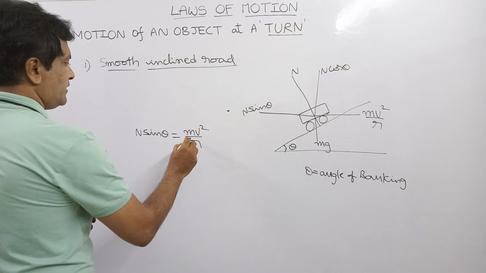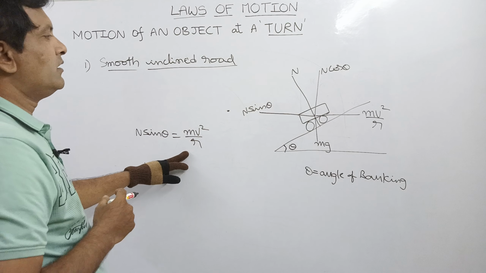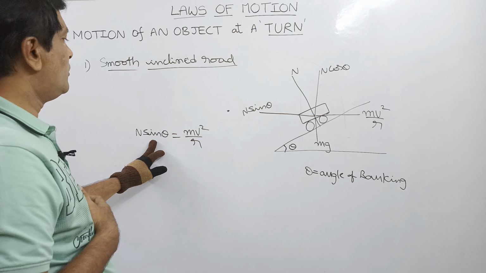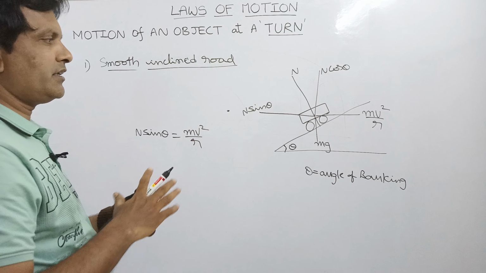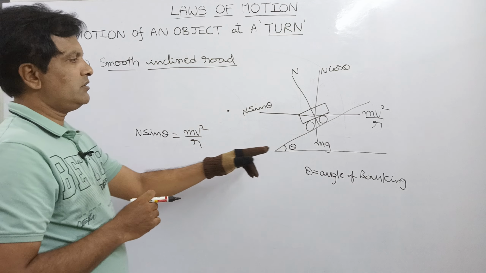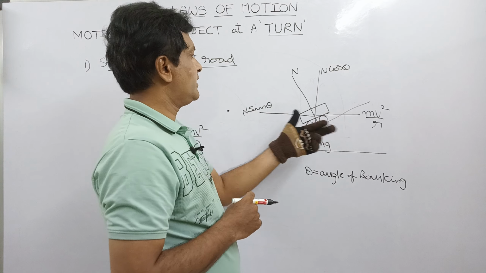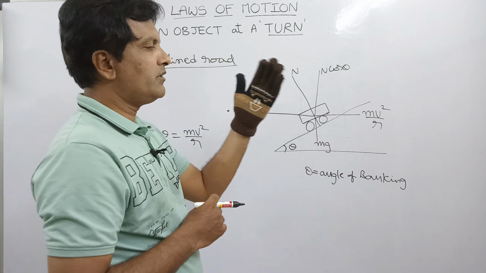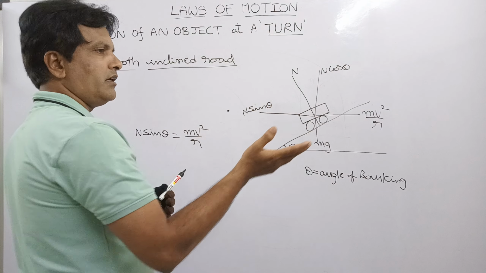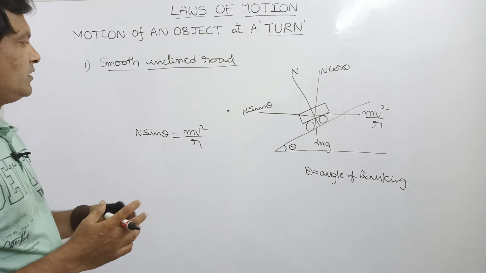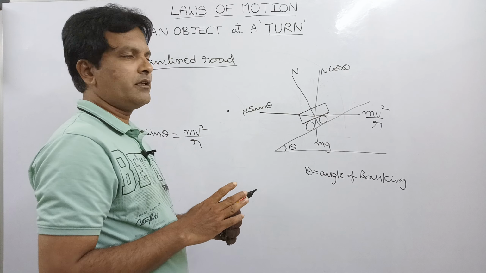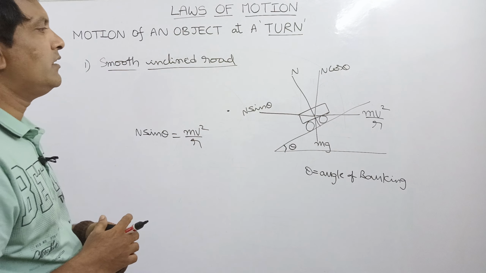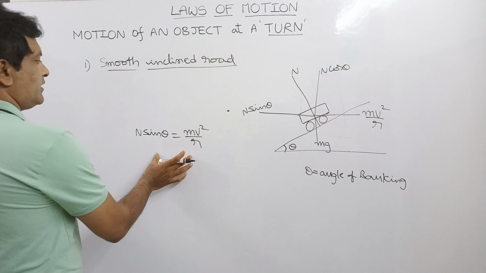Why we are making this equal means, see, if this is more than this, then the vehicle will start sliding down the plane, and if this is more than N sin theta, then the vehicle will fall away, even on an inclined plane. So for this, the balancing condition to go on turning without slipping or without falling away is that we can equate these things.